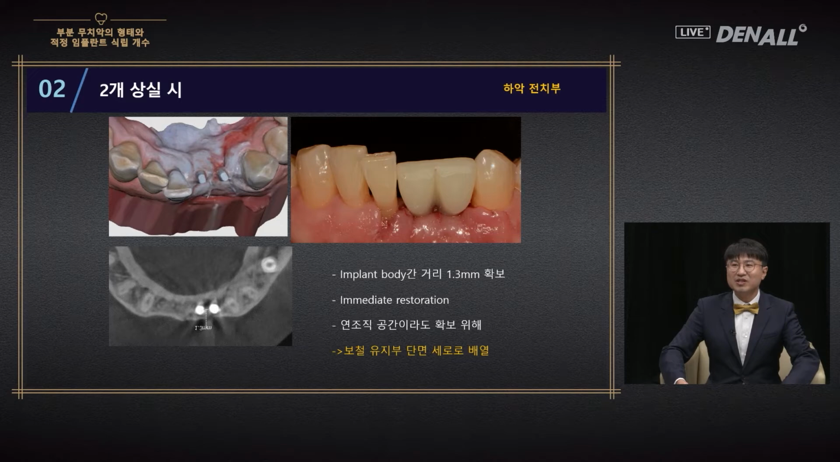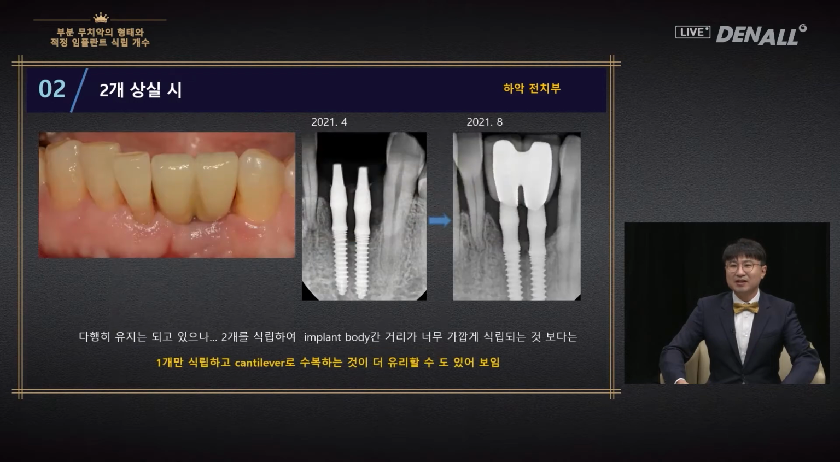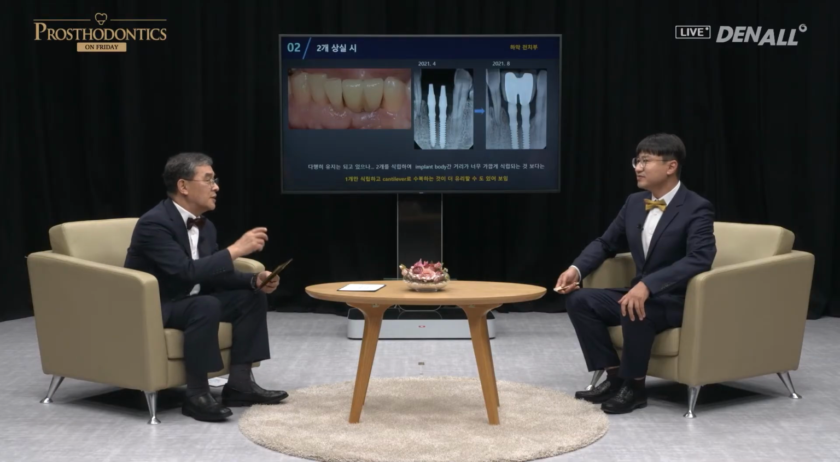It is 1.3 millimeter. In order to make up for it, you need to secure soft tissue space. Therefore, the retentive part of the prosthesis was made vertical. For soft tissue, 2.5 millimeter space was secured. Immediate restoration was done. I thought long and hard to secure soft tissue space, and therefore it is maintained. However, the distance between the implants is too close, so I would have rather placed one implant and made a cantilever. In the lower anterior, space is limited.